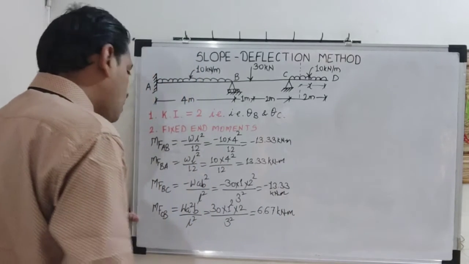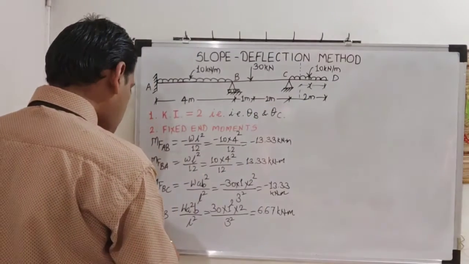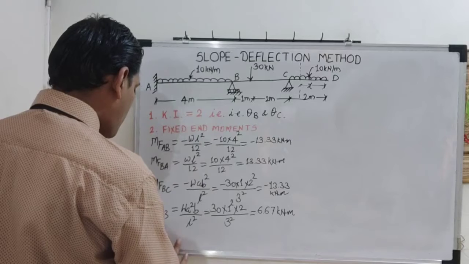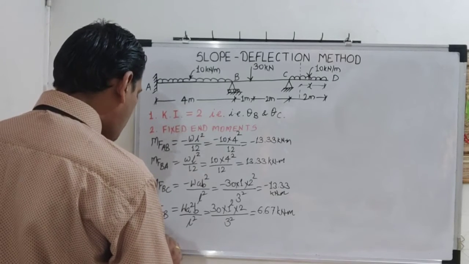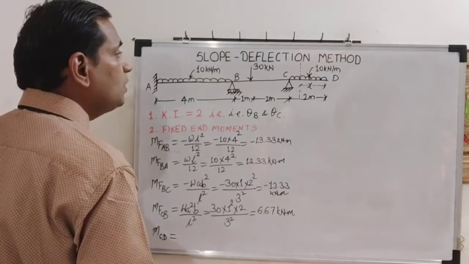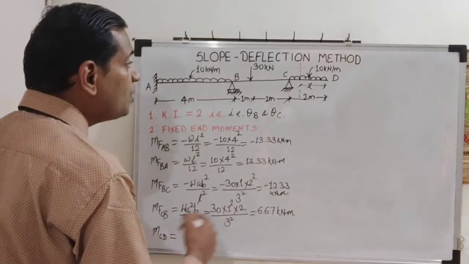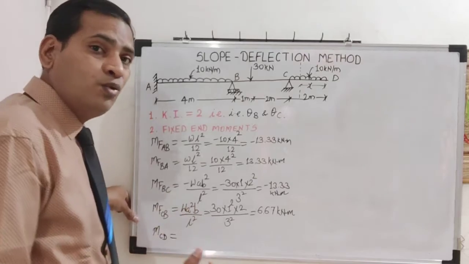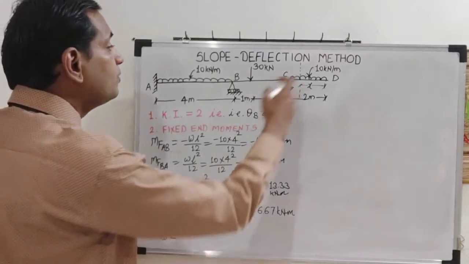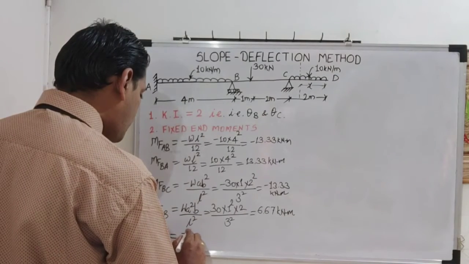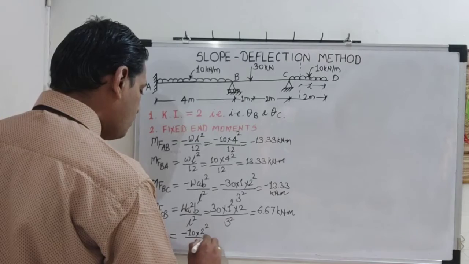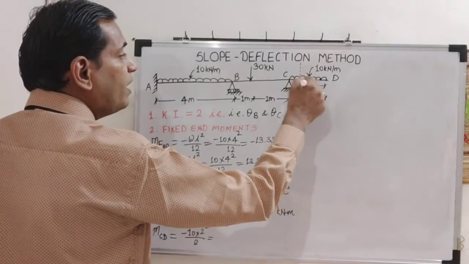Now carefully see, there is no fixed end moment for the final span. The final span is an overhanging span, it is not an intermediate span. So for the overhanging span, MCD will be there, which will be the final moment and not the fixed end moment. Please remember. So MCD is minus 10 into 2 square by 2. Why minus? Because it is clockwise on the right hand side of the section.